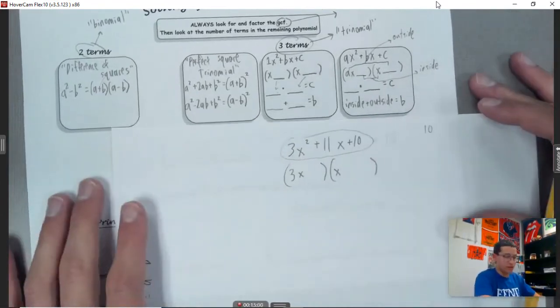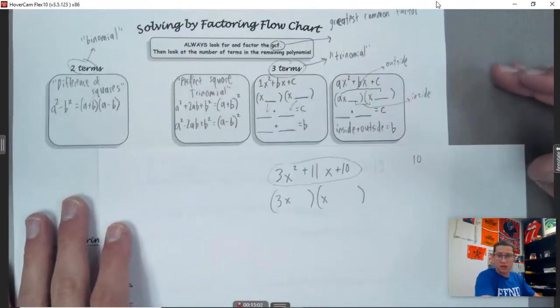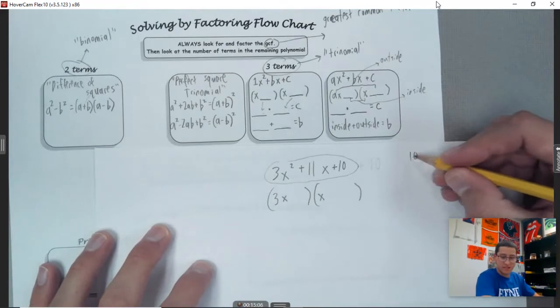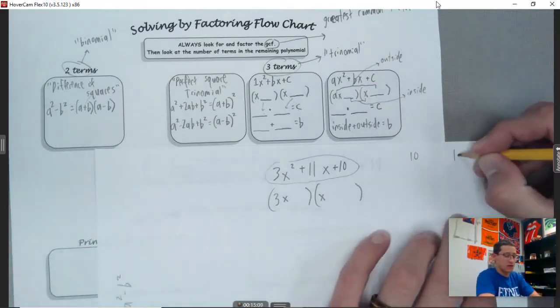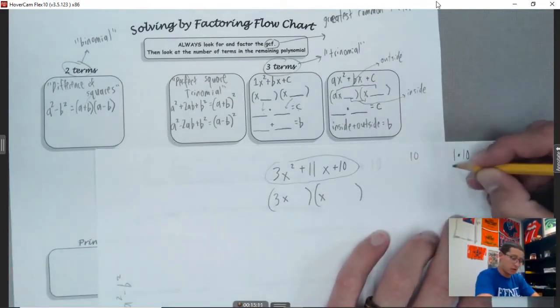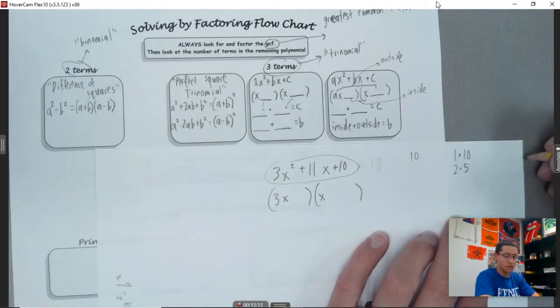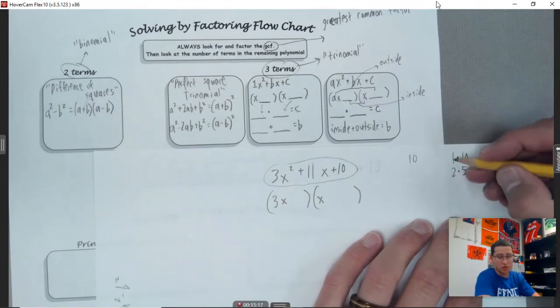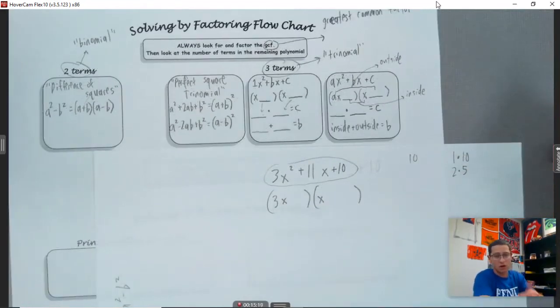Okay, this is not the only way to do it, but it's usually the best way, in my opinion. So you want to look at your factors for C. Well, let's think of some factors of 10. So 1 and 10, and you've got 2 and 5, and really that's it. I always think there's more, but it's just those, right? 1 times 10, 2 times 5 for this one.